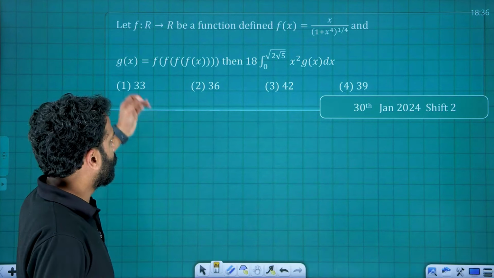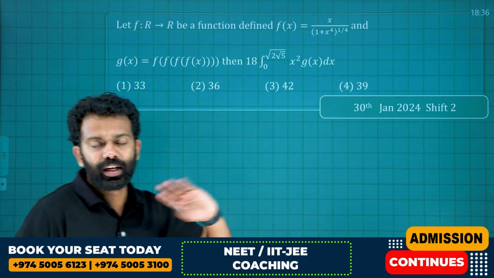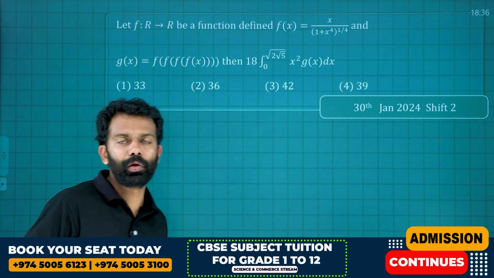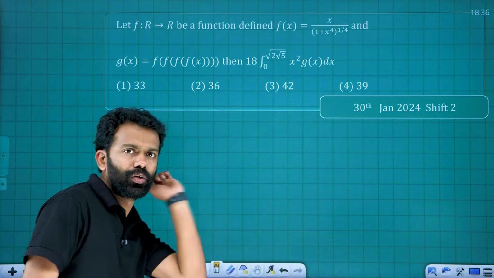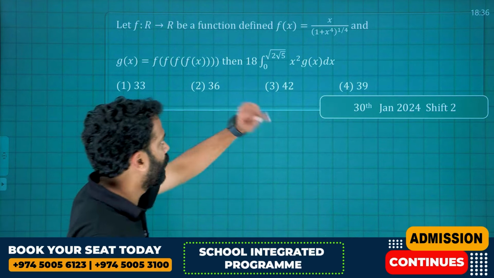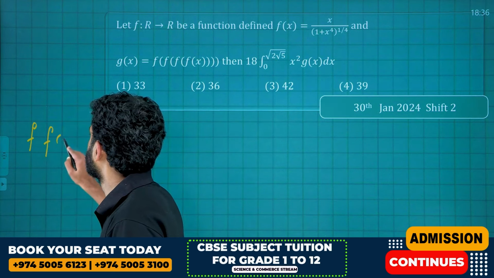See, g of x is equal to f composed with itself, right? Let's find f of x. Okay, let's see if there is any pattern. In most cases there will be a pattern. Once you identify the pattern, you don't have to perform all of this. Okay, let's find f of x first.